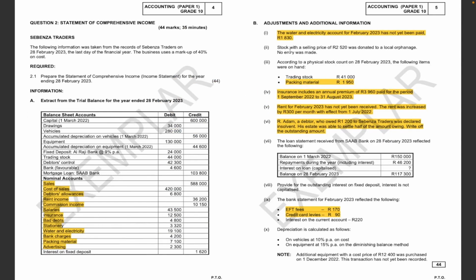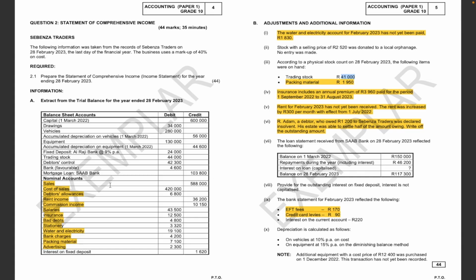Number 3 tells me, according to a physical stock count on 28 February 2023, the following items were on hand. What do we mean by physical stock count? Well, remember, you are recording your inventory or trading stock in your books regularly. You're updating your books, but at the end of the financial year, you went to your warehouse or wherever you keep your trading stock and physically counted it to see how much it is worth, what its value is. And you found that actually its value is 41,000 Rand.